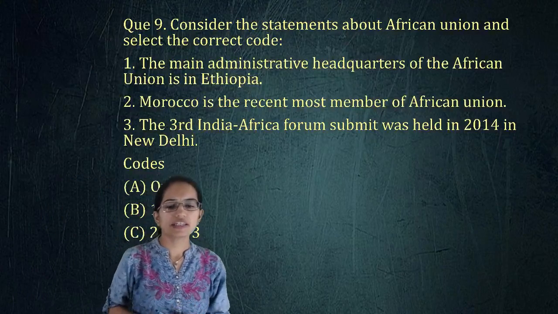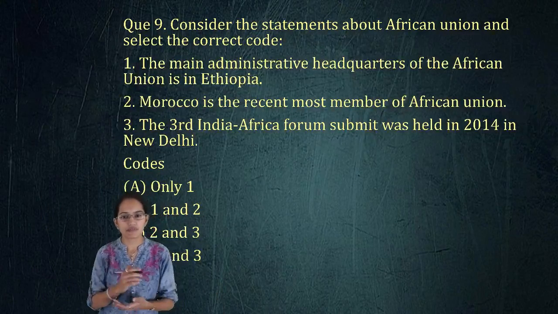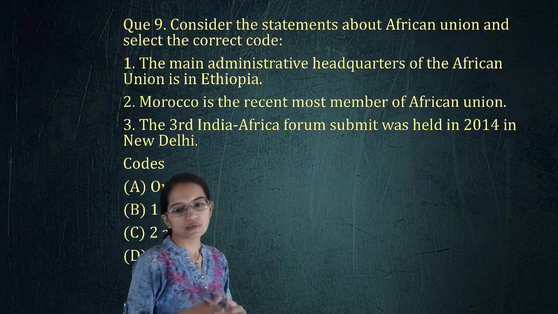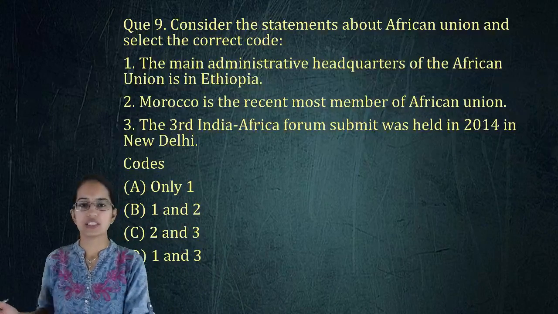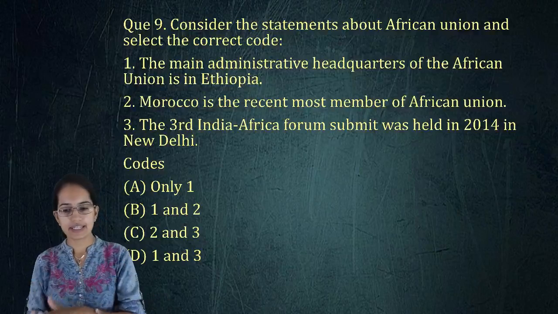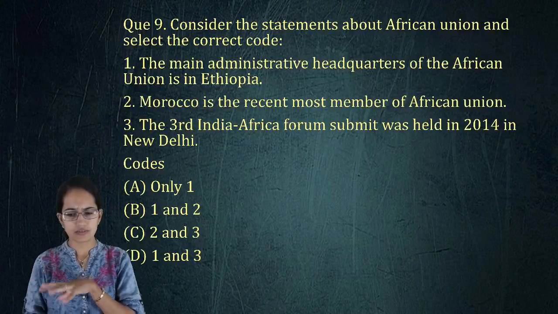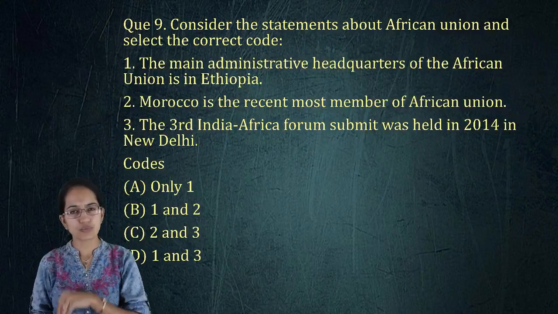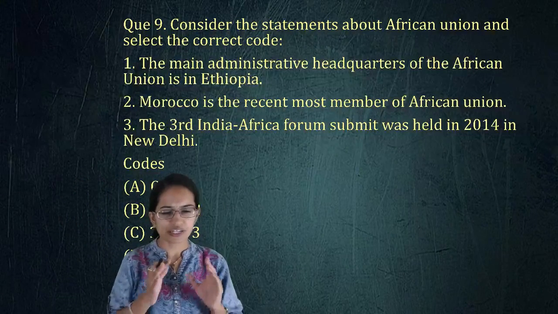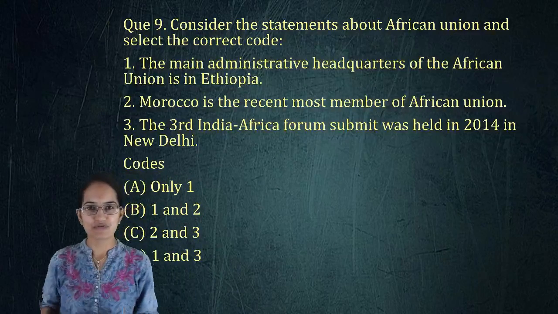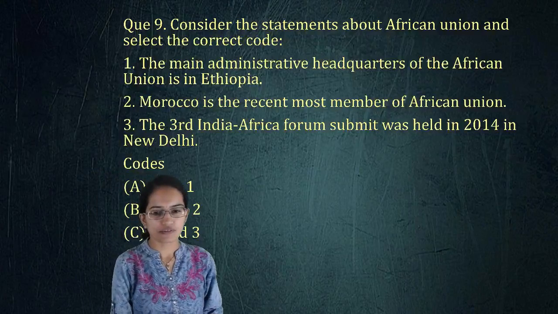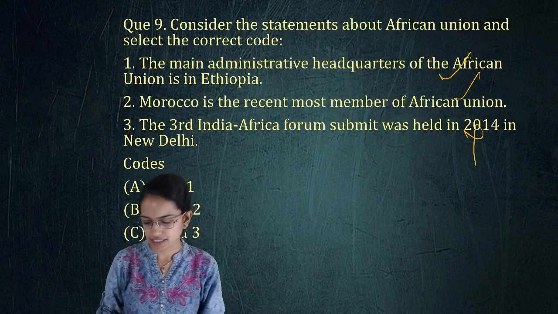Now the administrative headquarters of African Union, which is a group of 55 member states, is located in Ethiopia. Morocco is the most recent member that joined in 2017. It basically left African Union long back, and then it was again recognized to be part of the African Union. The third, India Africa Forum Summit took place in 2015 in New Delhi. So the first and the second statements are correct. The last statement is incorrect.